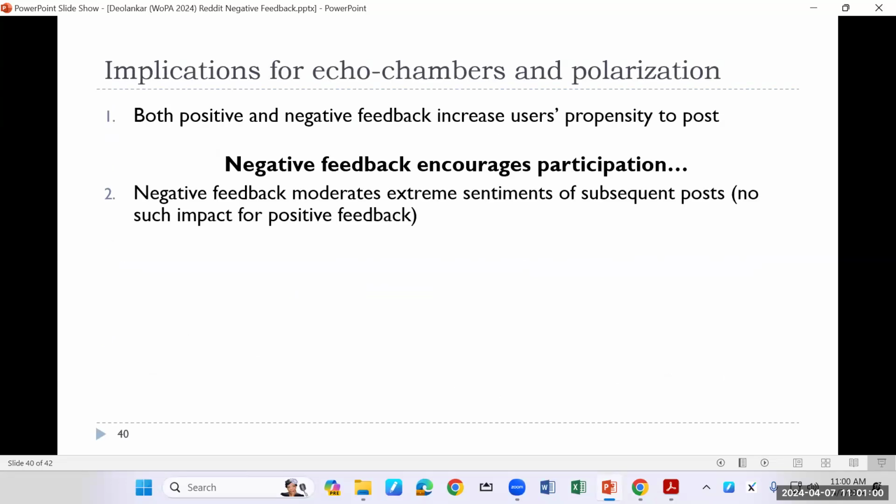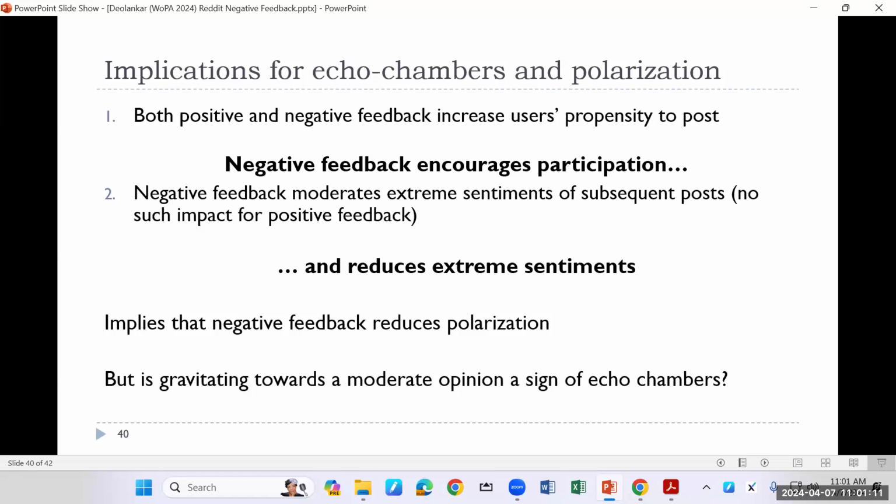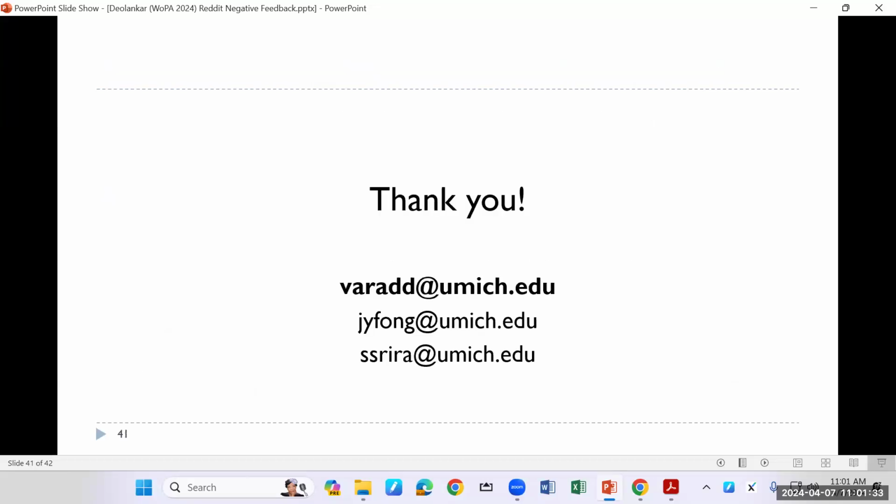So, key takeaway, negative feedback encourages participation and reduces intensity of subsequent content. This implies that negative feedback serves as the whip that could regulate polarization. But going back to Ali's point, if everyone is driven towards a moderate opinion, then is that a sign of echo chamber? And I think, Ken, you were also alluding to that earlier. So that's the cliffhanger on which we end the paper because it's already too long. But there's some future work I would be interested in doing to speak to that as well. So that's all I have for today.